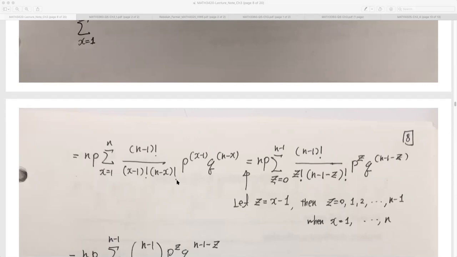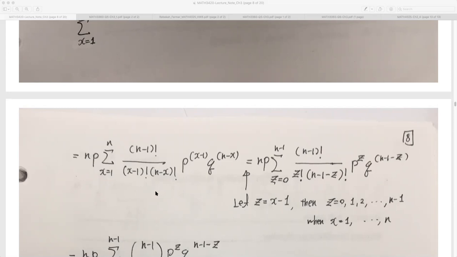Probably the mass function of a new random variable defined by x minus 1. If you just define the random variable z as x minus 1, then z is going to move from 0 to n minus 1 while x is moving from 1 to n. This makes sense, right? Okay. So x is moving from 1 to n, so then z is going to move from 0 to n minus 1.